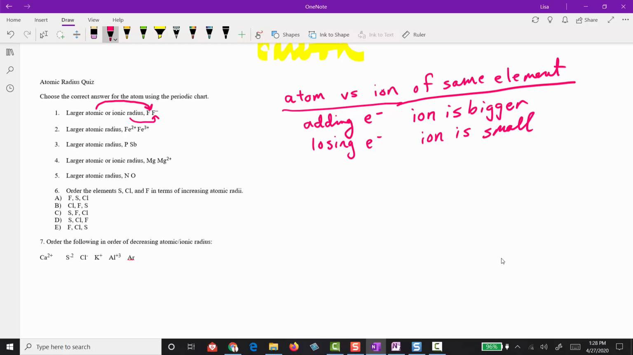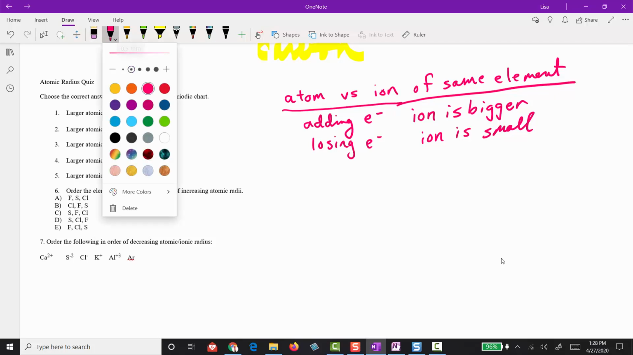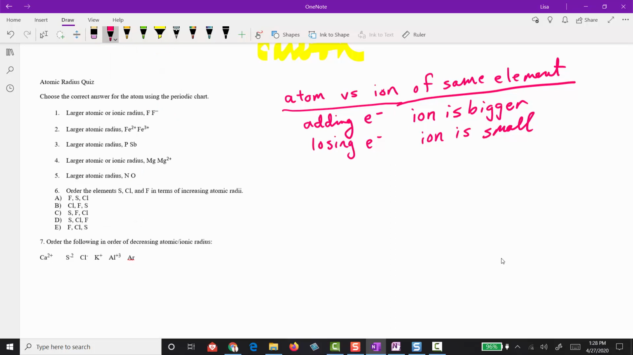So for this one here, the larger would be, well, that was a fail. Let's do this again. I need a smaller pen. All right, there we go. So larger would be the fluoride ion. Comparing these two iron ions here, +2 means it lost 2, +3 means it lost 3. So the one that only lost 2 is going to be bigger.